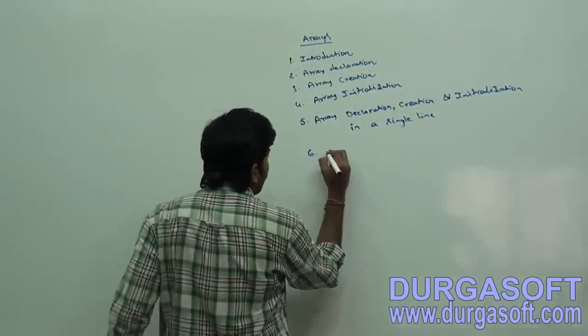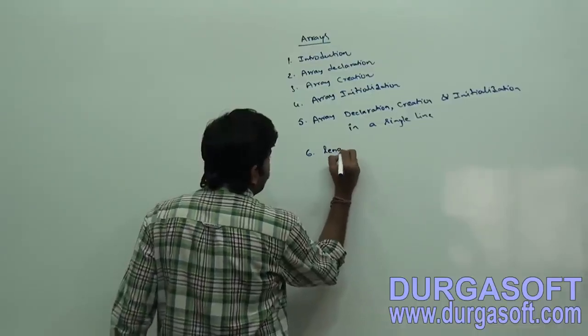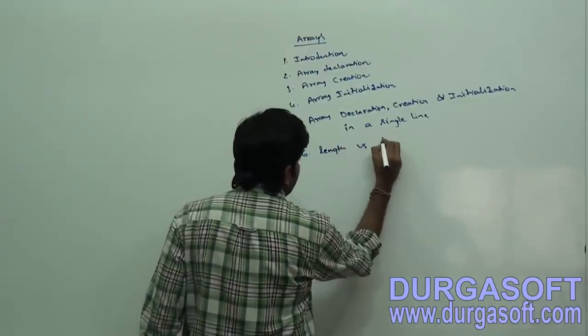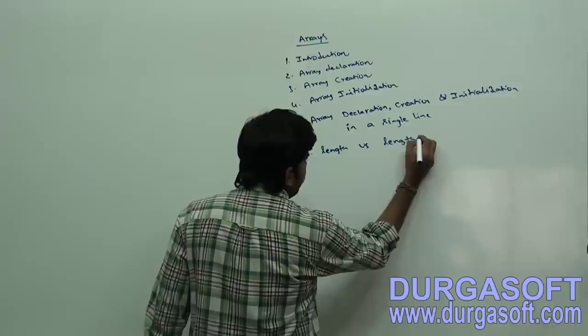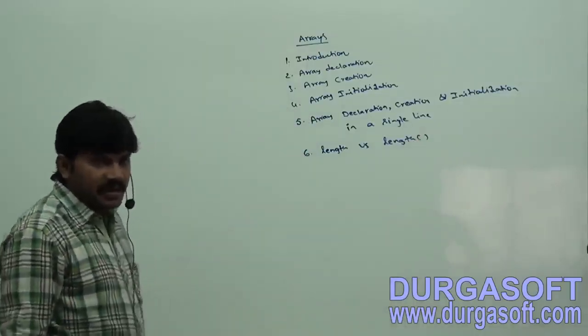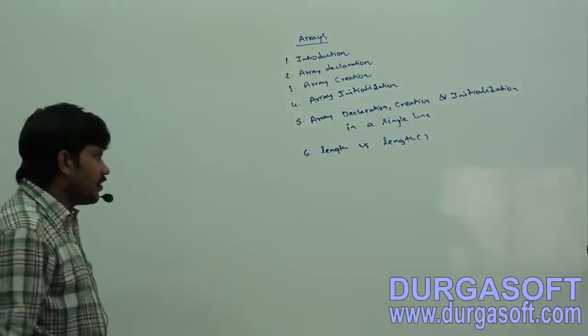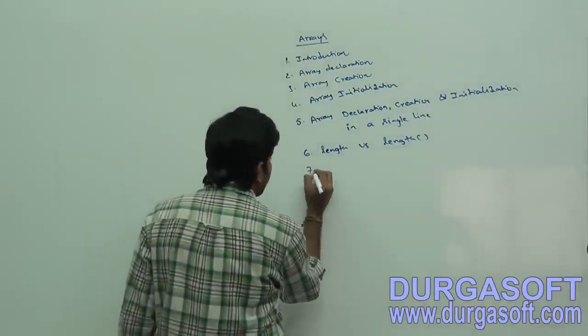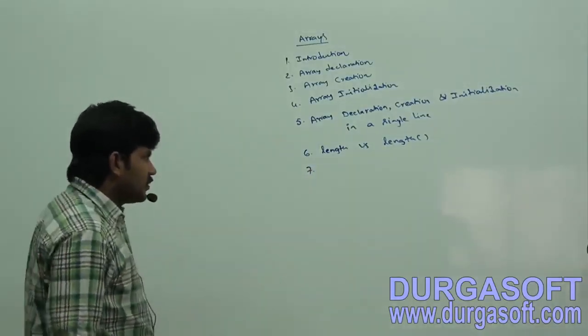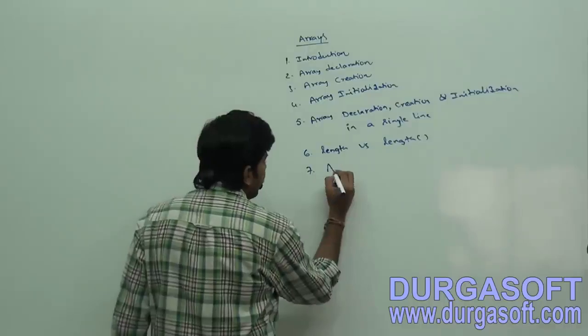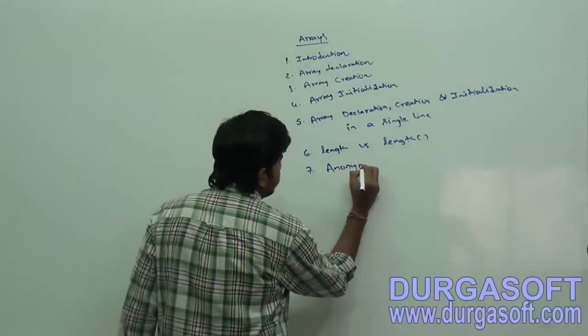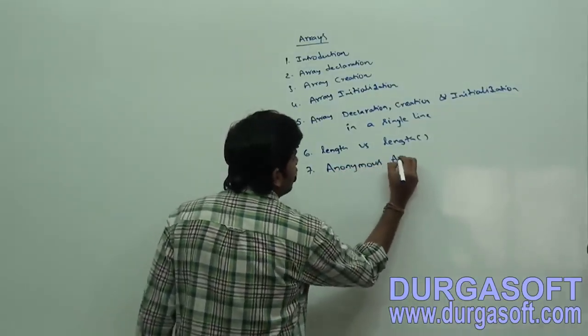Next, length versus length. Sir, in Java length variable is there, length method is there. So what is the difference between length and length? Next, seventh, anonymous arrays.